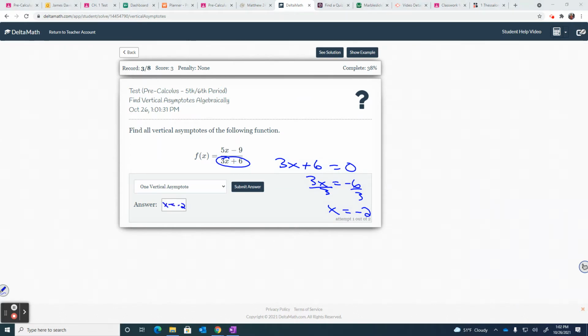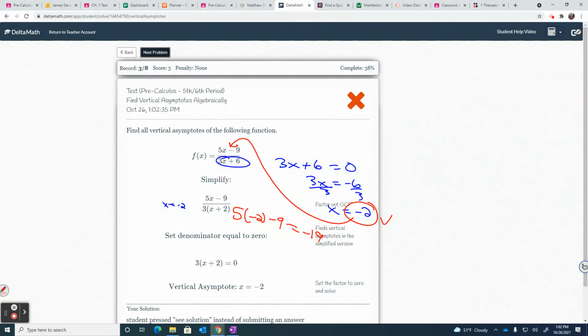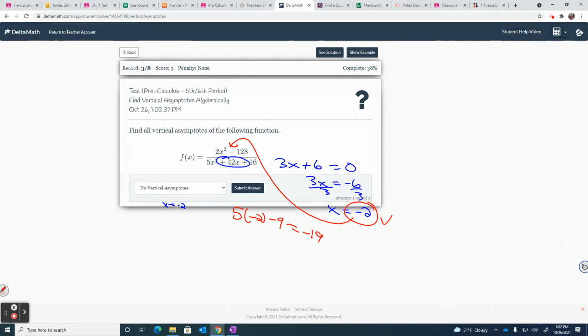Now the only thing is we also have to check and make sure it's not a 0 in the numerator. So we're going to take this and plug it into the top. We get 5 times negative 2 minus 9, which is negative 19. It's not 0, right? So that means this is okay. It's the correct answer. If we had gotten 0, then we would eliminate that. What ends up happening is there's a hole in the graph rather than an asymptote there. We'll see that in the next section as well. But I want to show you a few more, because you have to do some factoring in some of these.